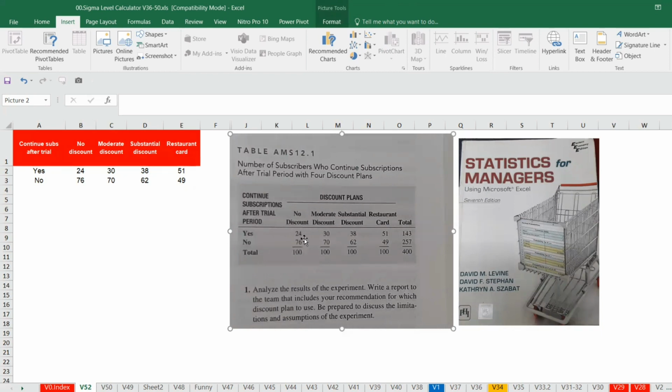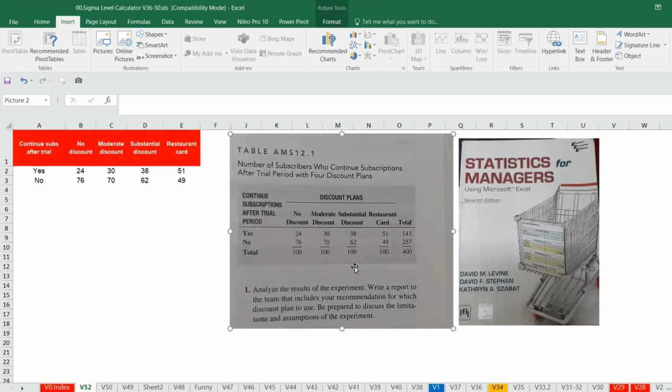For example, no discount, moderate discount, substantial discount, restaurant card, right? And then you have a binary one, discrete data, yes or no, right? For example, if you had no discount, 24 people said yes, and 76 said no.